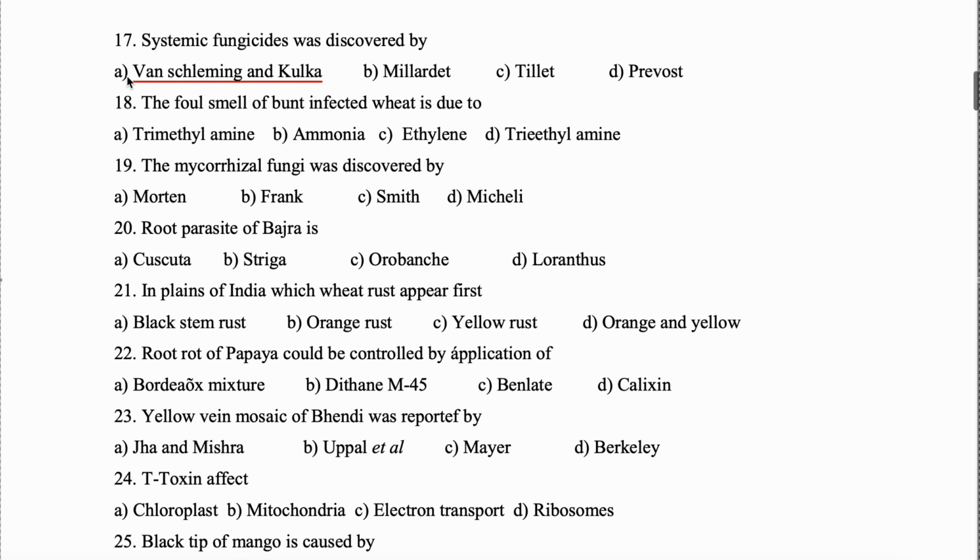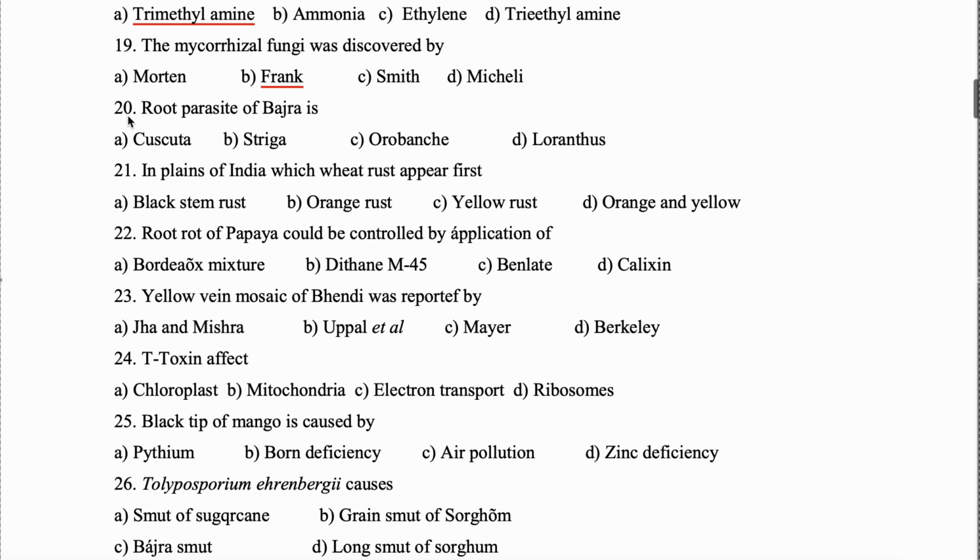Alright. Question 18. The foul smell of bunt-infected wheat is due to the chemical TMA, that is trimethylamine. Question 19. The mycorrhizal fungi was discovered by Frank. Question 20. Root parasite of bajra.